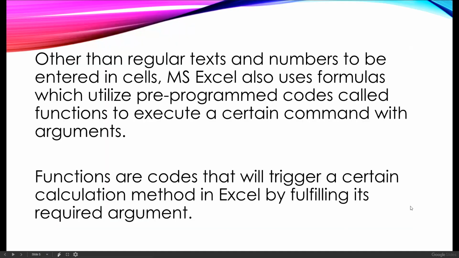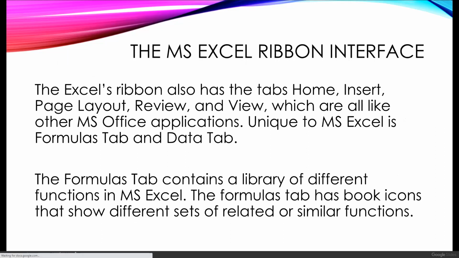Other than regular text and numbers entered in cells, MS Excel also uses formulas, which utilize pre-programmed code functions to execute certain commands with arguments. Functions are codes that will trigger a certain calculation method in Excel by fulfilling its required arguments. This is auto calculation. This would mean addition, subtraction, multiplication, or division, which can actually be performed by MS Excel.